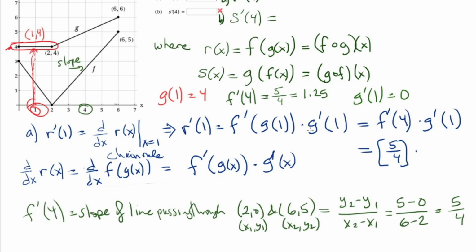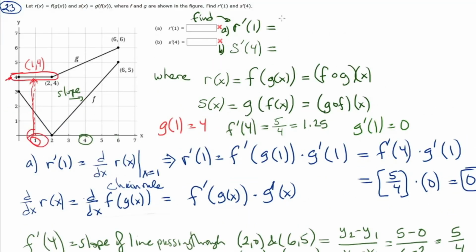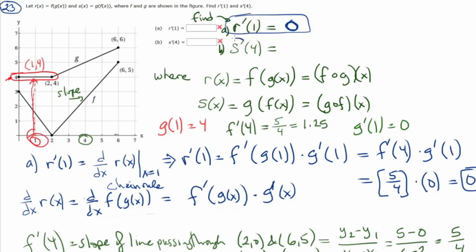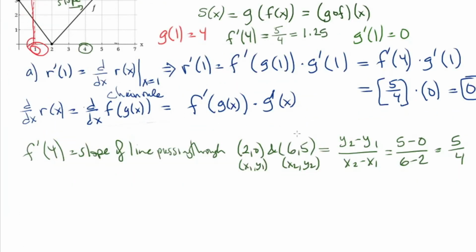Okay, so this is 5 over 4 times 0. Anything times 0 is 0. So the answer here is 0. So r prime of 1 is just 0. All right, now I made a complete mess out of this. But the next part, part B, is to look for s prime of 4, or the derivative of s at 4.